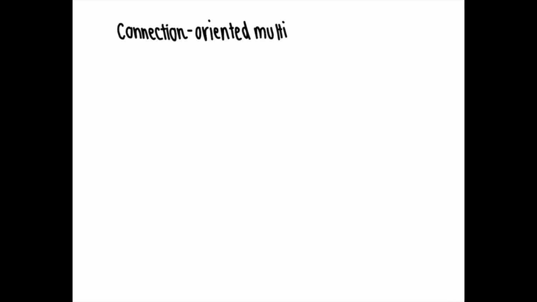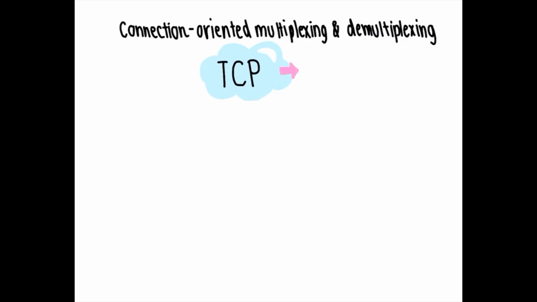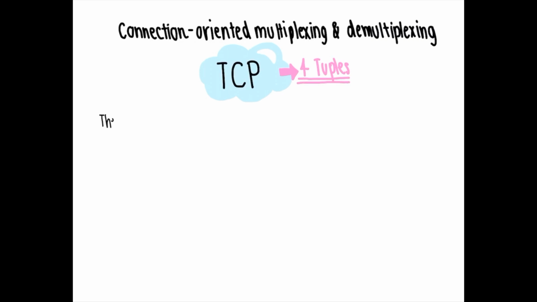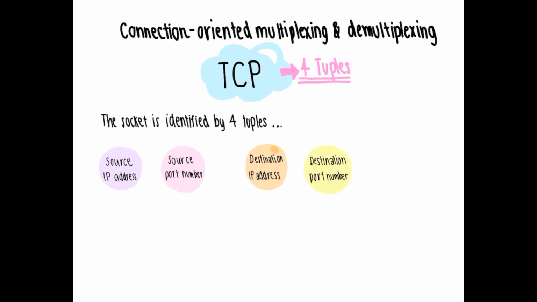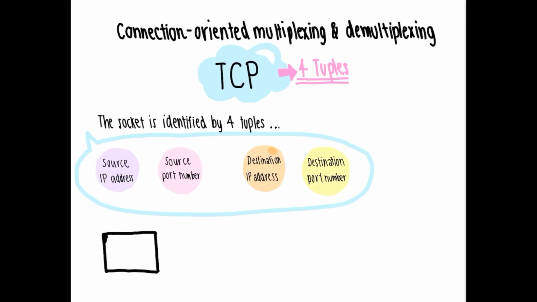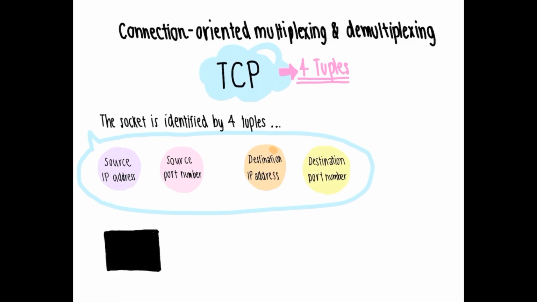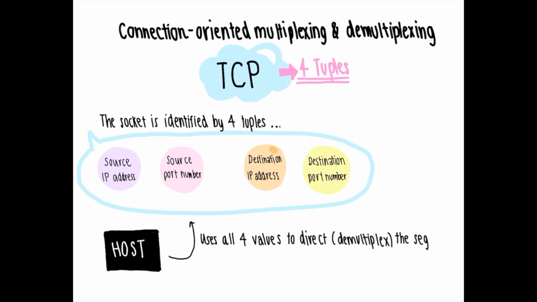Now, moving on to connection-oriented multiplexing and demultiplexing, which uses the TCP connection and uses 4 tuples. The socket is identified by 4 tuples. The first one is the source IP address, the second one is the source port number, the third one is the destination IP address, and the fourth one is the destination port number. So when the TCP segment arrives at the host, it uses all 4 values to direct, or demultiplex, the segment to the appropriate socket.